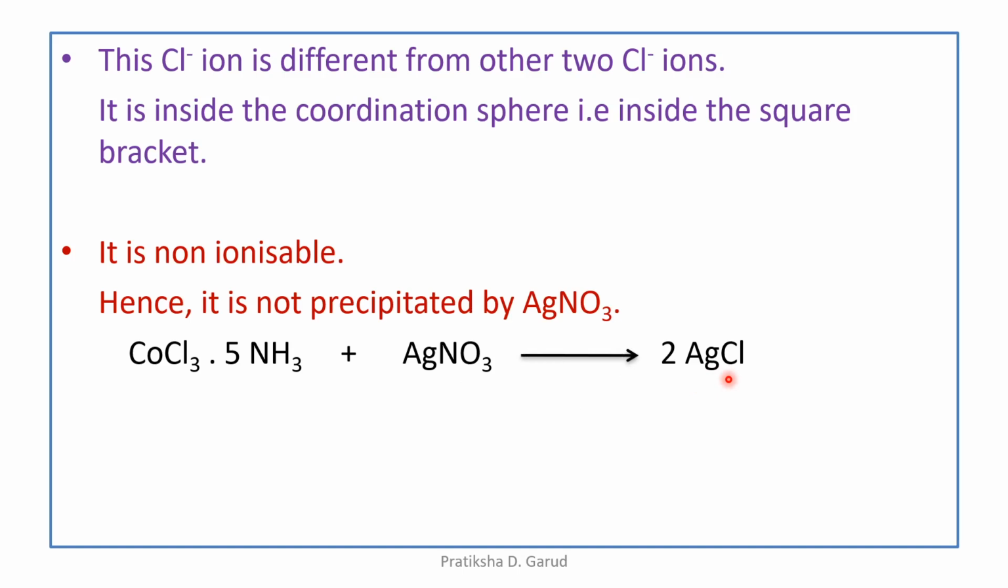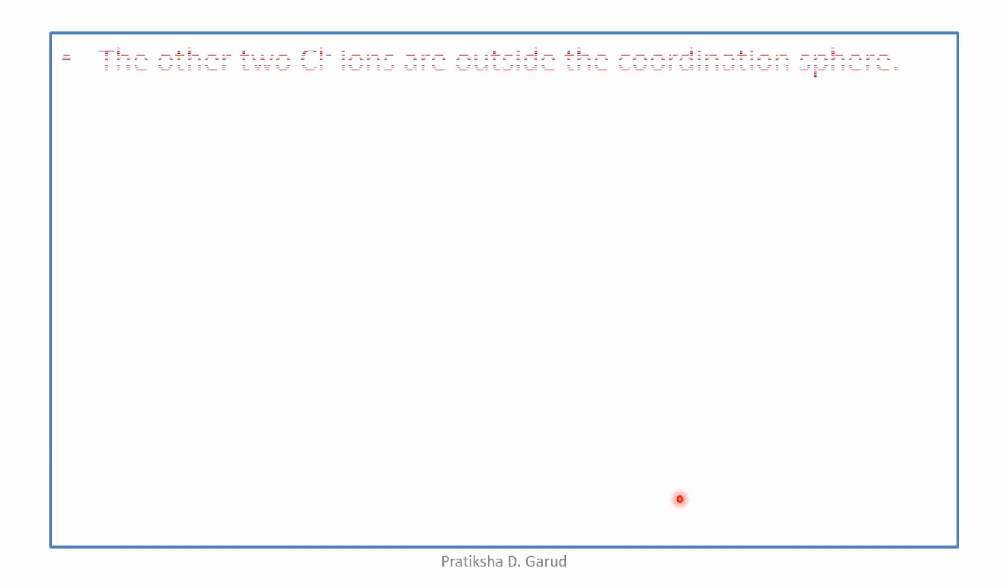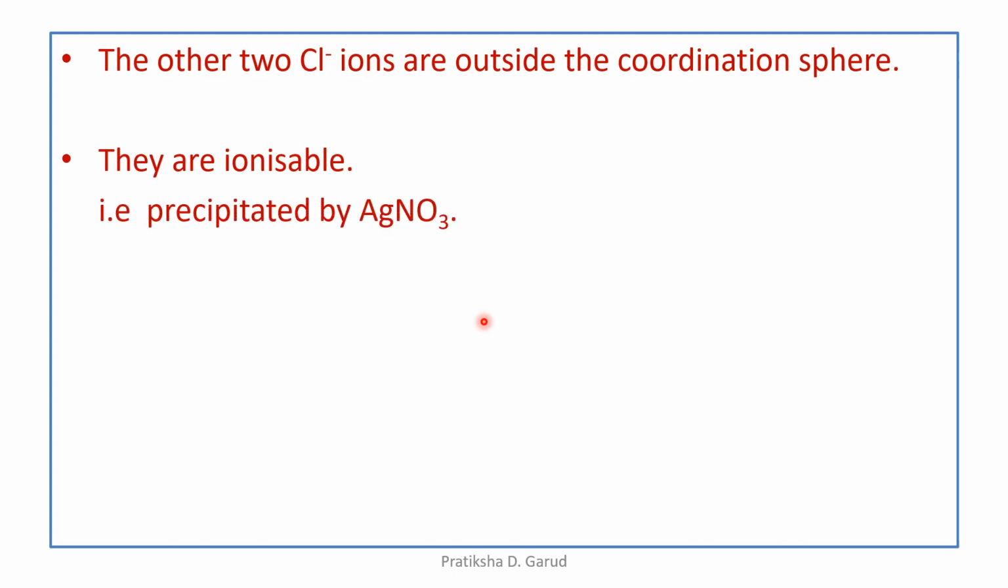Why? Because only 2 Cl are present outside the square bracket. So the other one is said to be in the first coordination sphere. Whereas the other 2 Cl minus are present outside the square bracket. That means they are shown by the dotted line. They are ionizable, and hence as they are ionizable, they should be easily precipitated by the silver nitrate.